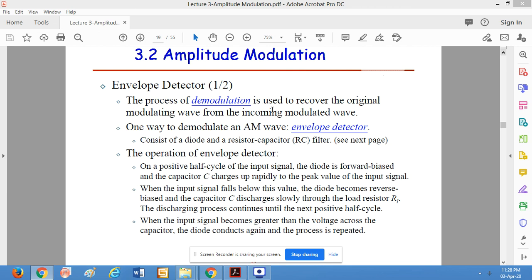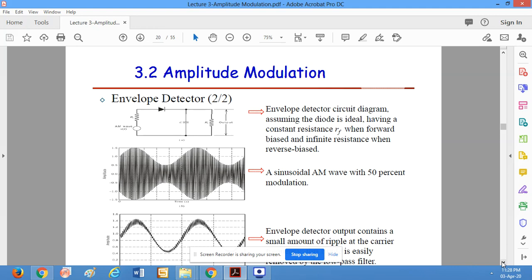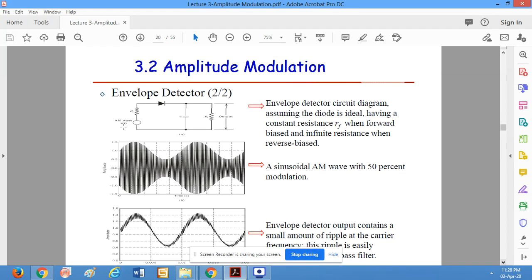The process of demodulation is used to recover the original modulating wave from the incoming modulated wave. One of the methods to demodulate the AM wave is the envelope detector. It consists of the diode, resistance, capacitor, and filter, and the figure for that is defined over here. So what we have is an AM wave, then we have RF, the resistance, then we have this diode over here, and we have used this R and the load resistance.